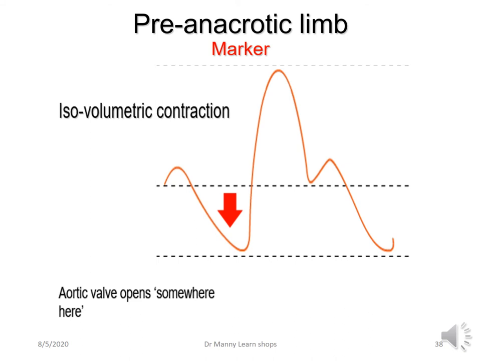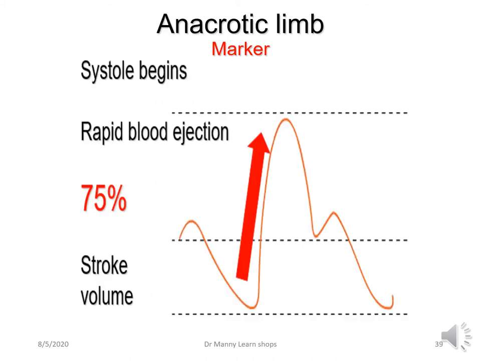So now you've got to remember the pre-anacrotic limb marker is where the arrow is. And this is indicating where isovolumetric contraction ends, and where the red marker is somewhere where the aortic valve opens, because this is pre-systole, pre the anacrotic limb, the upbeat, the first part of the blood pressure waveform.